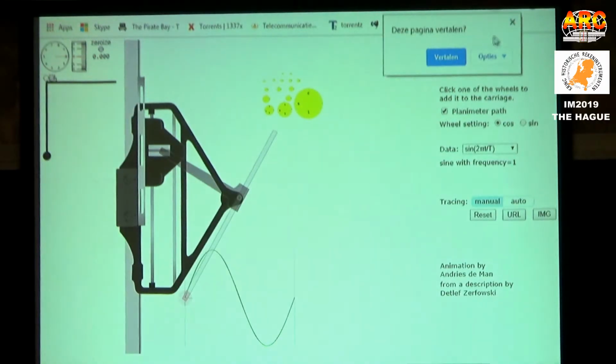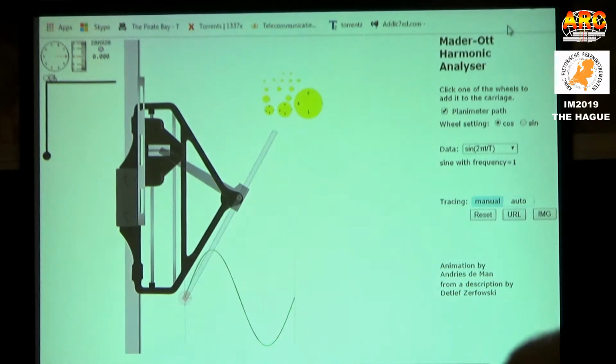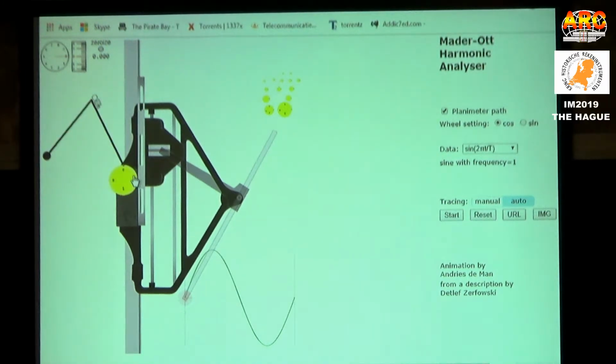And this is also available for all of you. It's on the USB stick, but you can use it also on the internet. So I will show this. I will use the automatic mode. I will take the wheel 1, put it here.